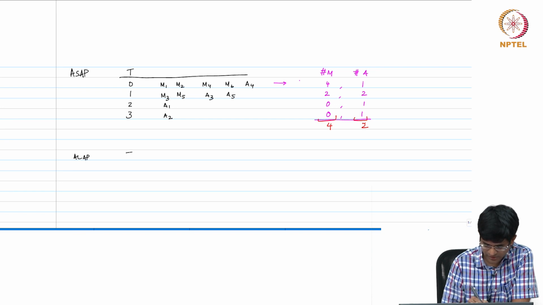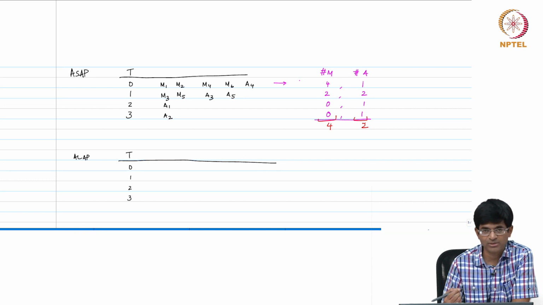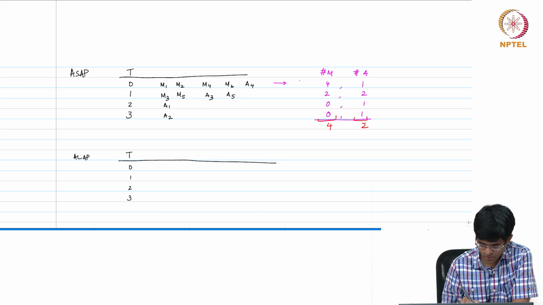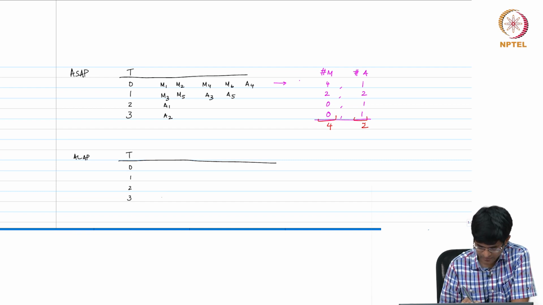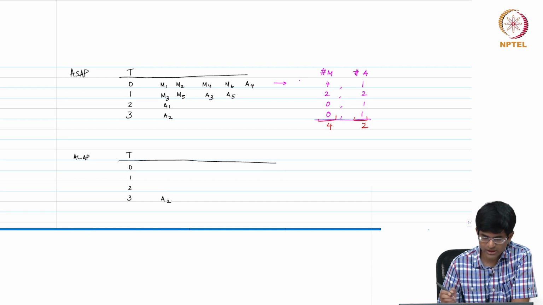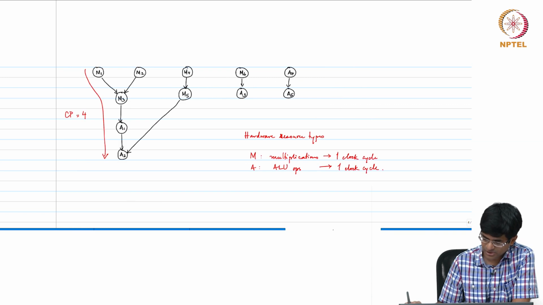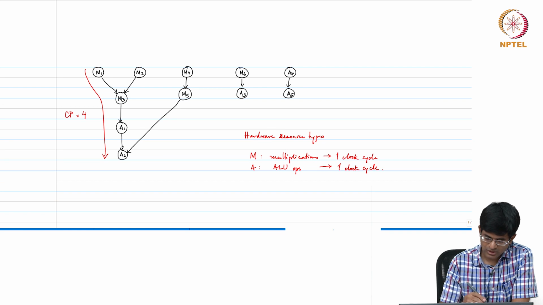The ALAP schedule, on the other hand, gives us some other useful information. It tries to execute each of the operations as late as it possibly can without violating any timing constraints. So the one thing we can straight away do is, for example, if I still want to meet a timing budget of 4 clock cycles, A2 can execute in the last cycle number 3, but so can A3 and A5. Now, after that, what it means is everything which is one step above that can execute in the previous clock cycle. So A1, M5, M6 and A4.